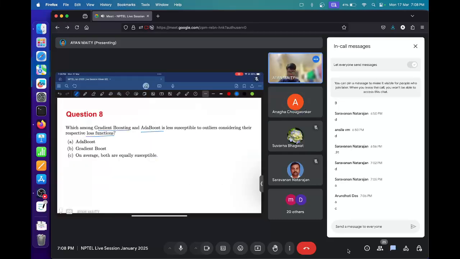So question 8. Which among gradient boosting and AdaBoost is less susceptible to outliers considering their respective loss functions? AdaBoost, gradient boost, on average both are equally susceptible.